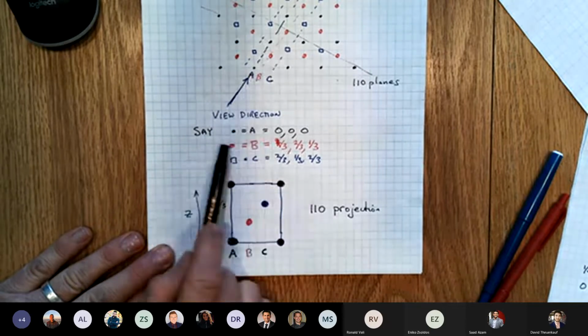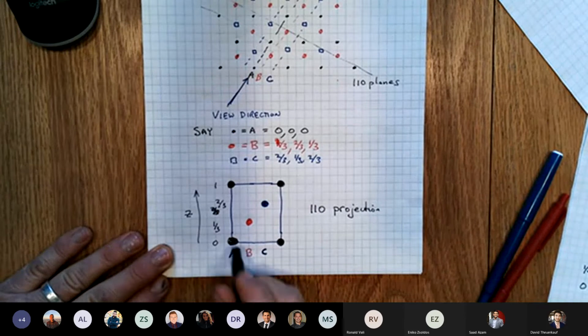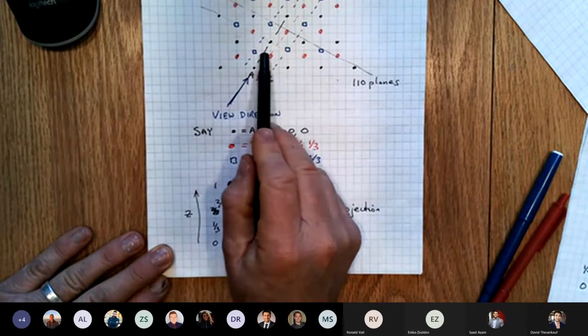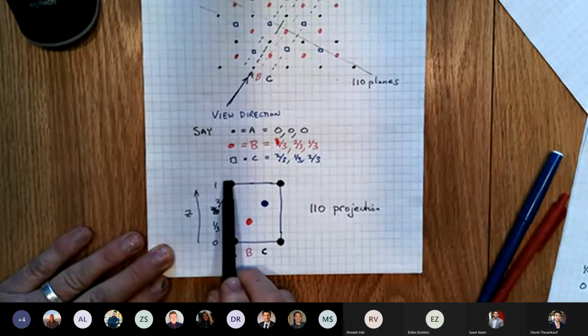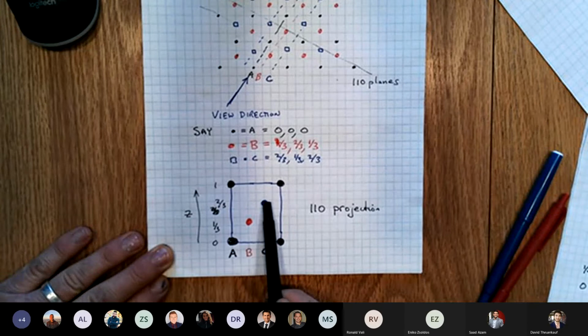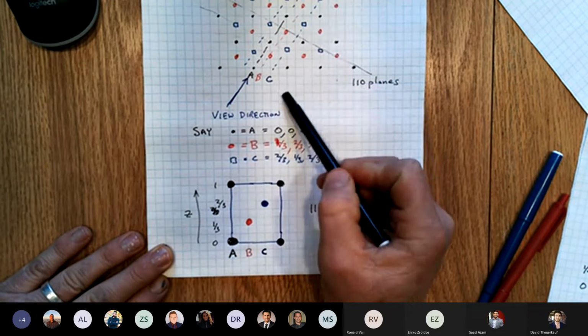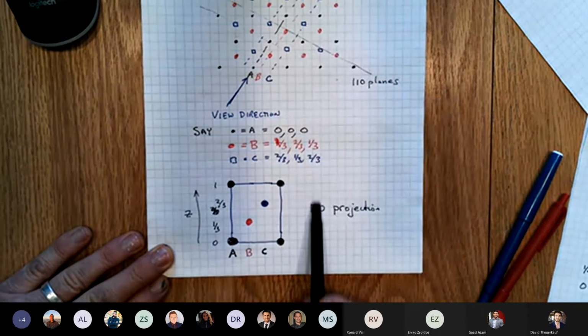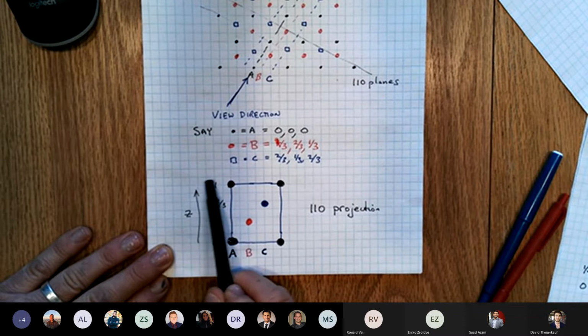You're looking in from this direction. The A atoms are at the bottom. The B atoms are shifted over, and they're up 1/3 of the unit cell along the Z direction. And then the C atoms are up 2/3, and they're shifted over again. It goes A, B, C, and then back to A along that line. So this is what a structure would look like that has a layer of A atoms, a layer of B atoms, a layer of C atoms, and a layer of A atoms.